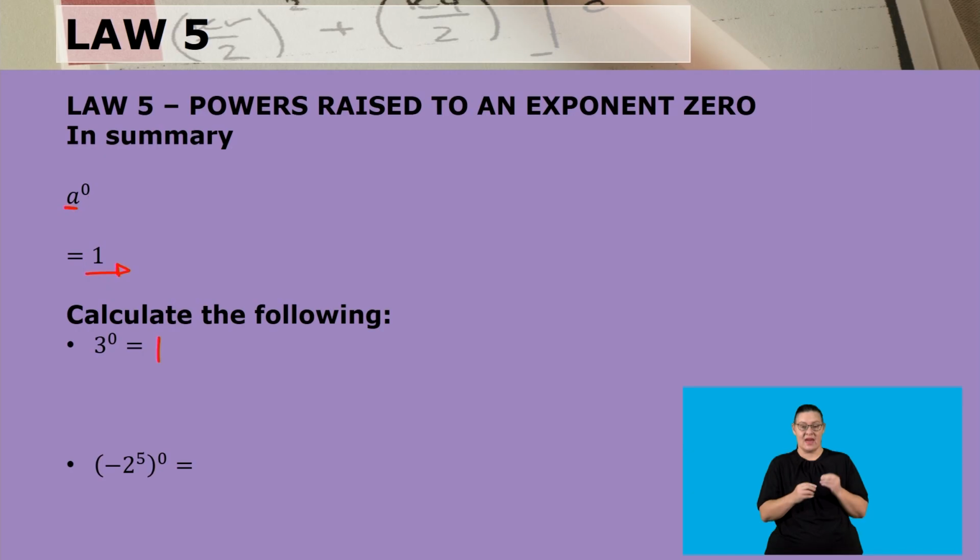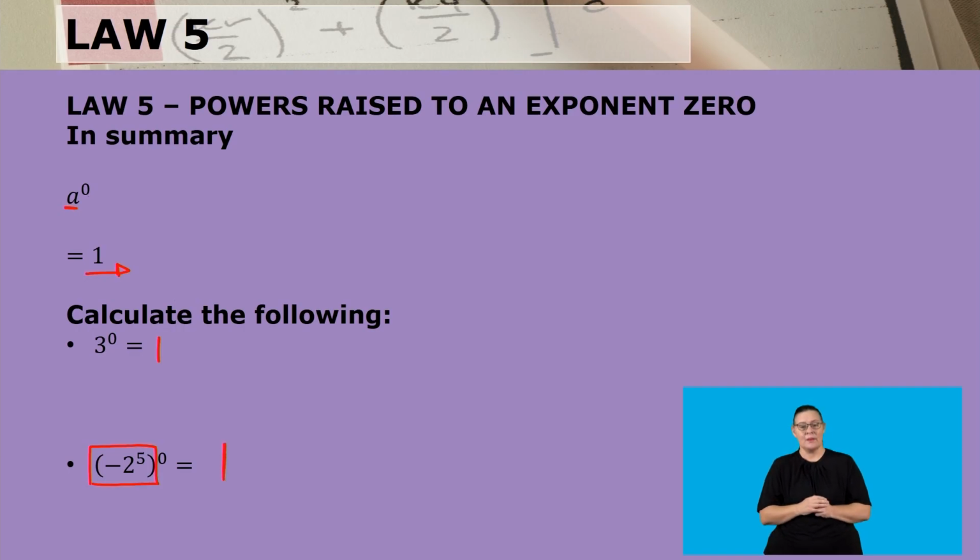Then if we are looking at this next one here, we can see that we have a negative 2 exponent 5, and this is now raised to the exponent 0. Now, we know that this whole power is raised to the exponent 0. So if it's raised to the exponent 0, we can just say that our answer is a 1.